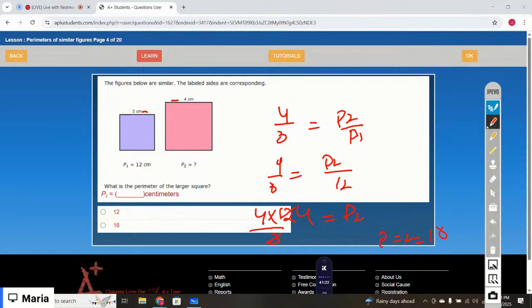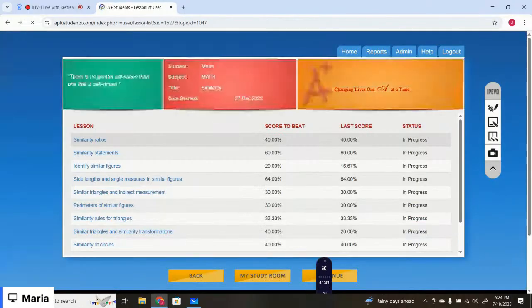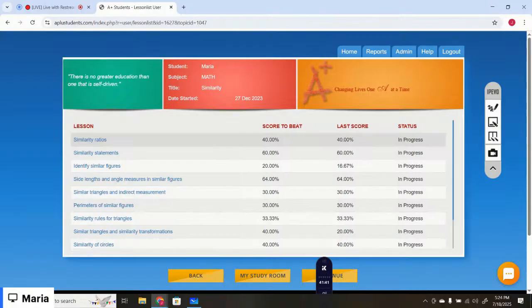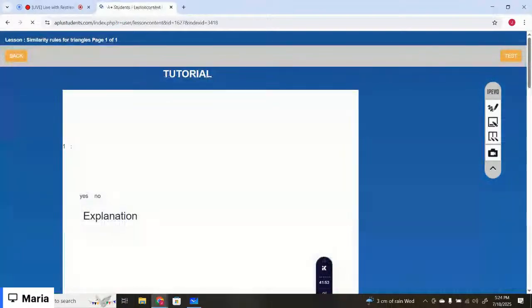Okay, you can complete the lesson by yourself later today. Let me just move on to next lesson. The next lesson is similarity rules for triangles.